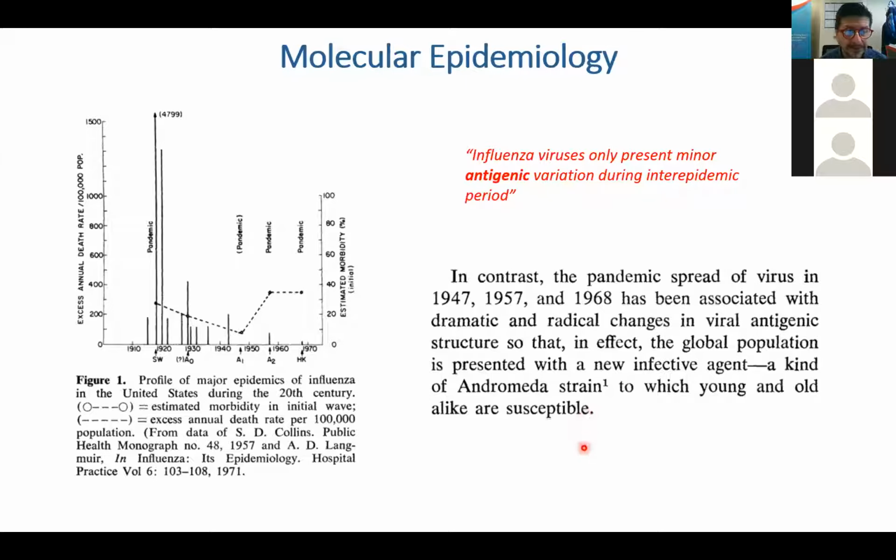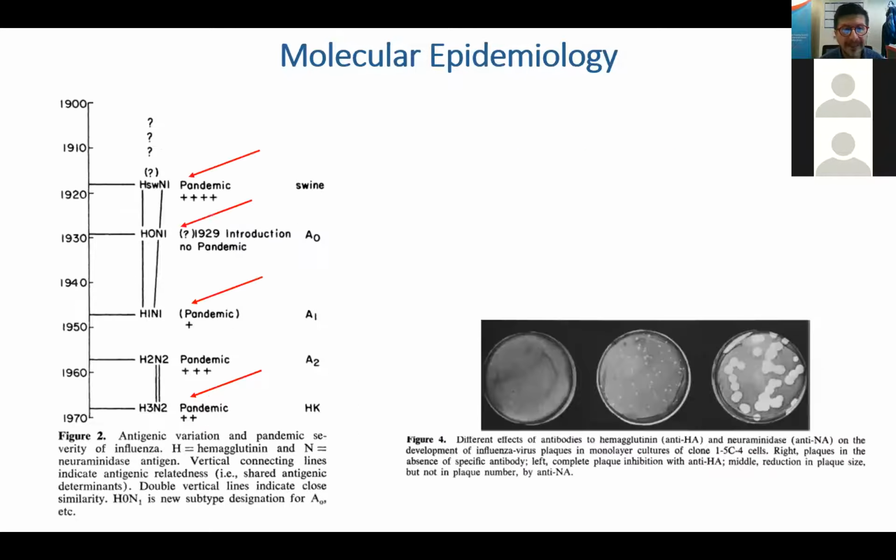Remember that we're talking about 1973. In contrast, they say, when pandemics occur, the viruses found in the pandemics of '47, '57, and '68 were associated with a radical and dramatic change in the antigenic structure. In other words, we're clearly seeing a molecular finding when we talk about the viral structure, the antigenic part or the protein part, and some impact it's having on the epidemics or the generation of these pandemics.